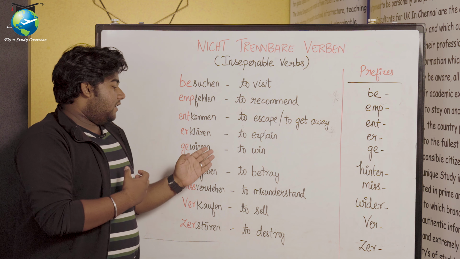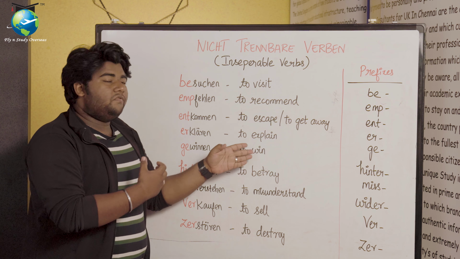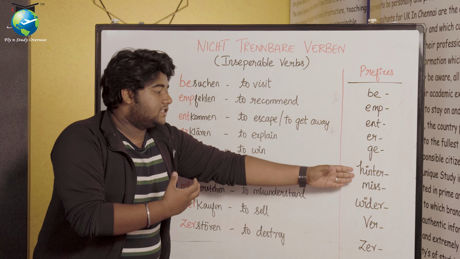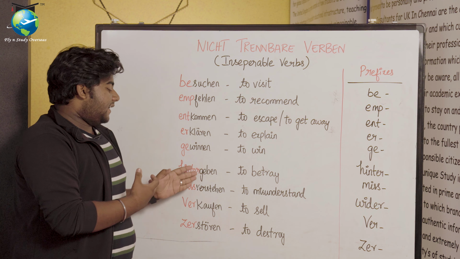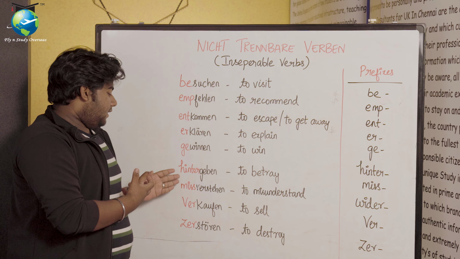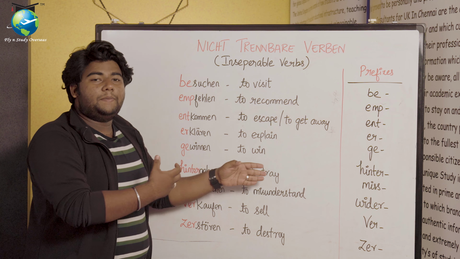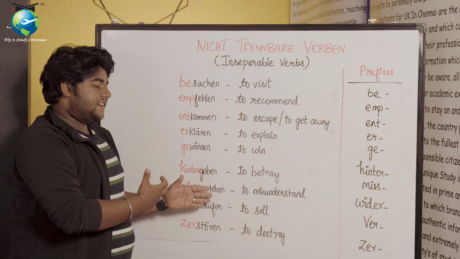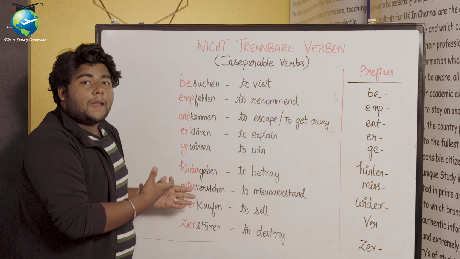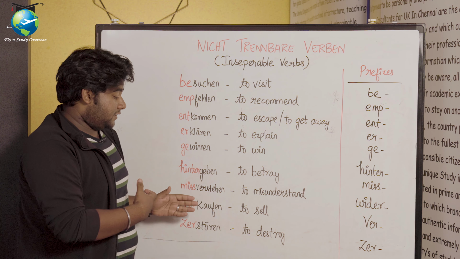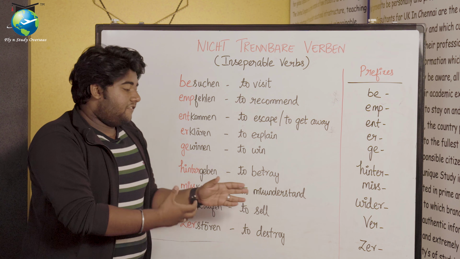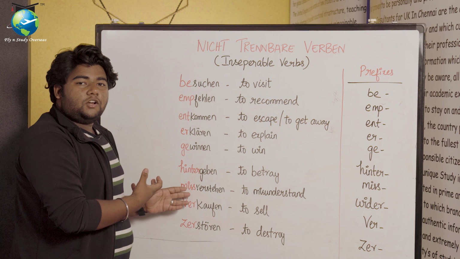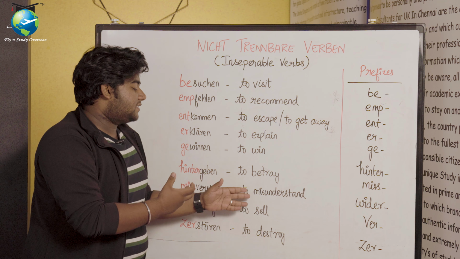Gewinnen. The meaning of gewinnen is to win. And next is for hinter. Hintergehen, which means to betray. And next is miss. So missverstehen, which means to misunderstand. Verstehen is to understand, but when the prefix miss gets added to it, the meaning changes to misunderstand.